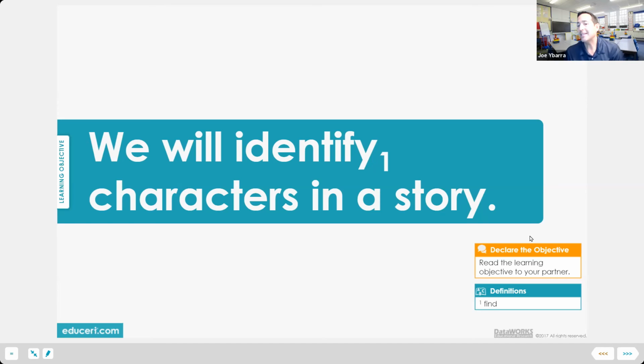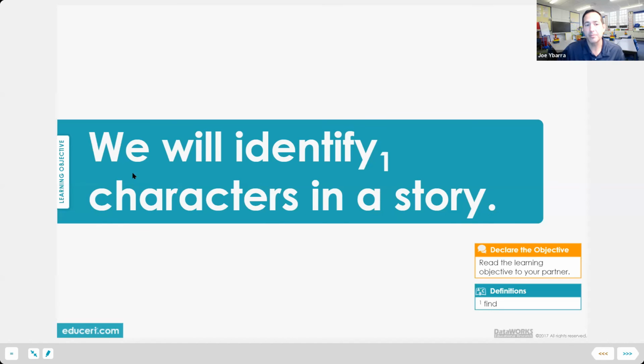You probably saw identify. Do I need to define that to students? I could if I wanted to. If I'm making a decision, do I need to define that before it? And if I did, I could do it in two different ways. We will identify, or find, characters in a story. Or if I want to teach that, let me show you how I teach vocabulary to my kids.